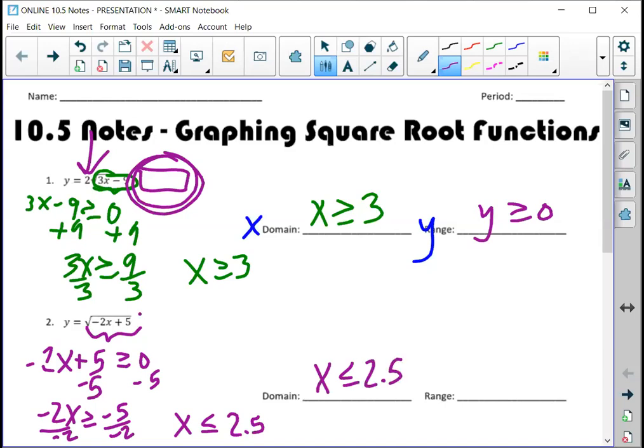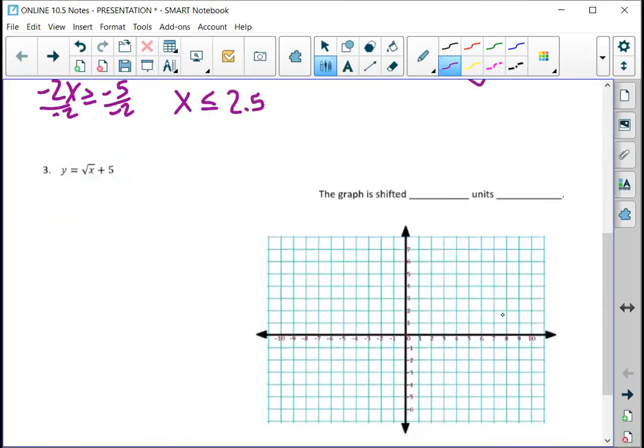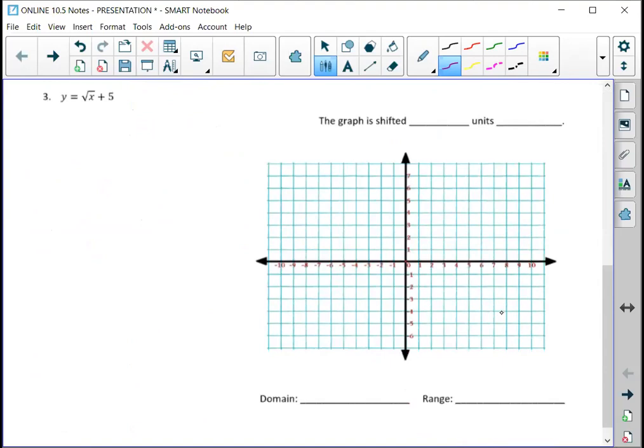And then, like I was talking about earlier, since there's nothing added or subtracted outside of the radical, that range is always going to be y is greater than or equal to 0. So that's algebraically how to identify the domain and range. But in this lesson, for the most part, you're going to be focused on graphing and using the graph to identify that. Now, the graphs for the square roots are actually pretty quick and easy. I'm not asking for a super accurate graph.